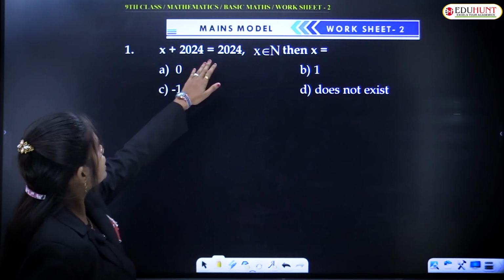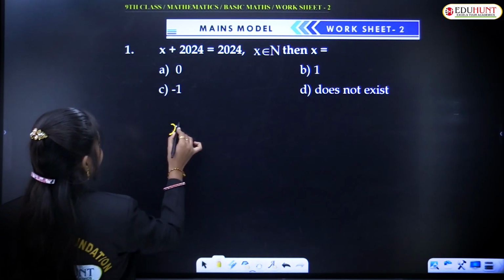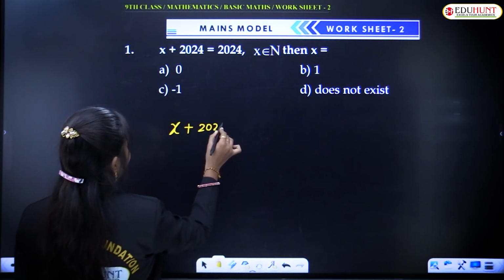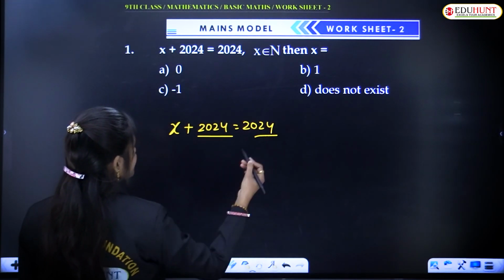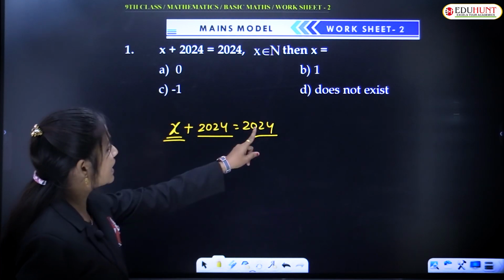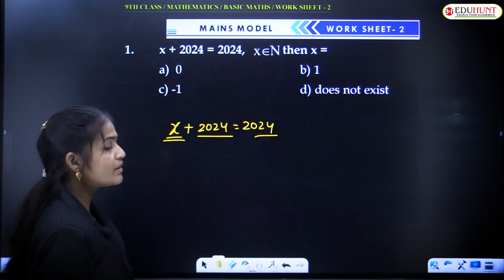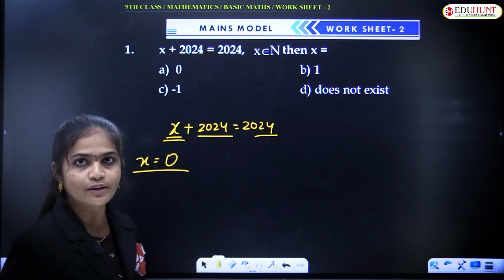x plus 2024 is equal to 2024. We know that when it will be possible, which number we have to add to 2024 so that again we get 2024? Which number can we add? 0. So here easily we can say that x is equal to 0.